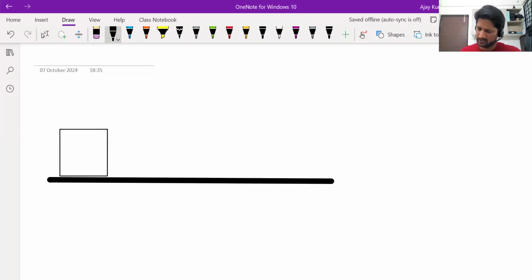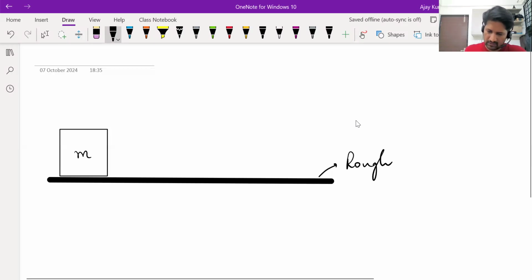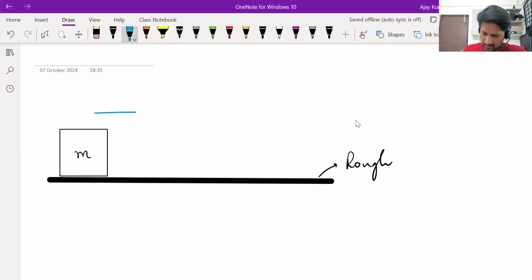Okay, consider something like this. Let's say this is a rough surface and a block is placed on it. It's a rough horizontal surface, which means the entire surface is at the same level above the ground. Assume this block is given some speed and released.